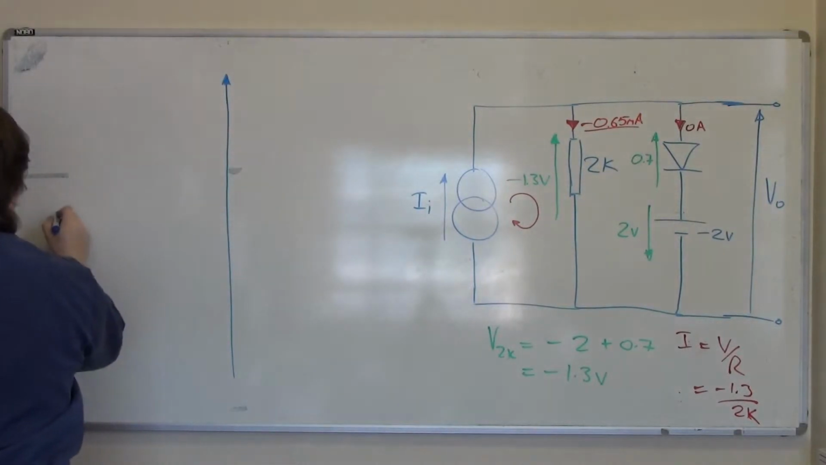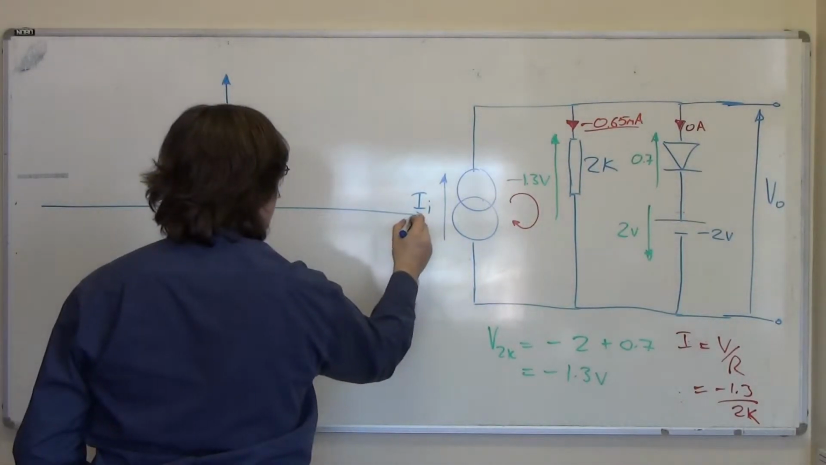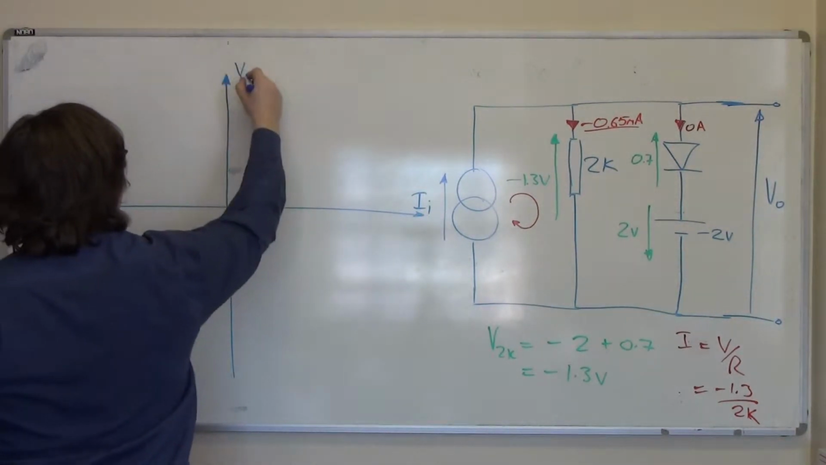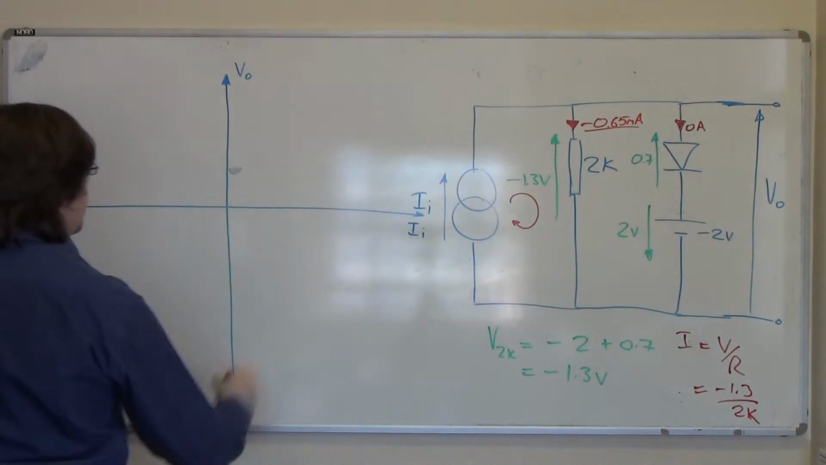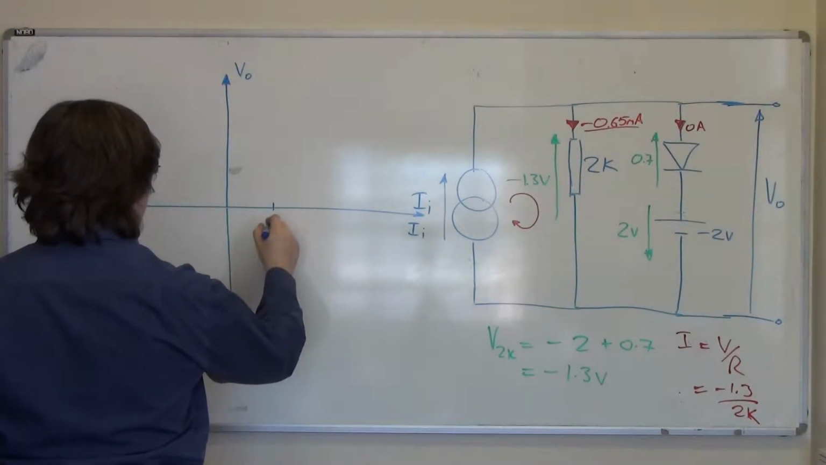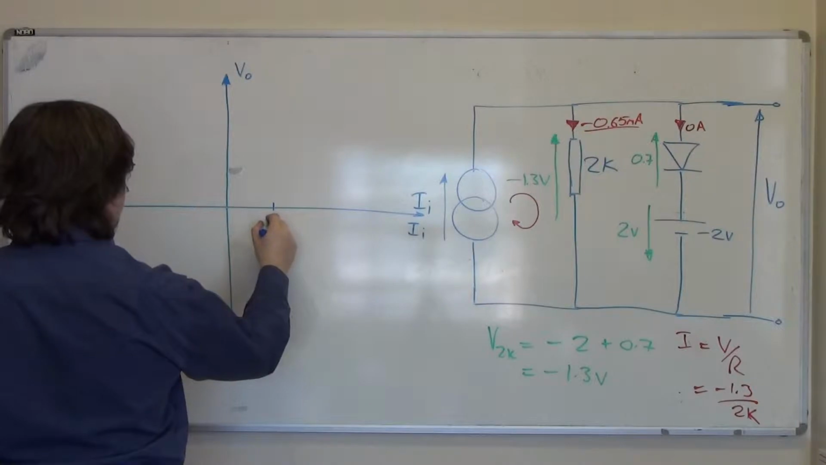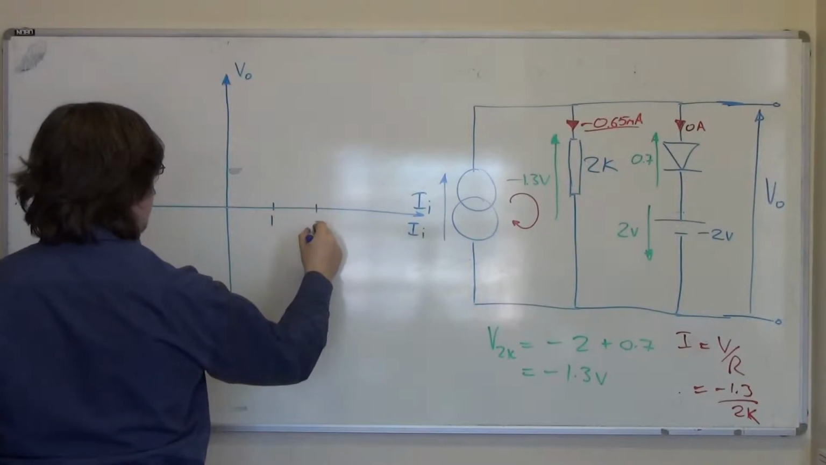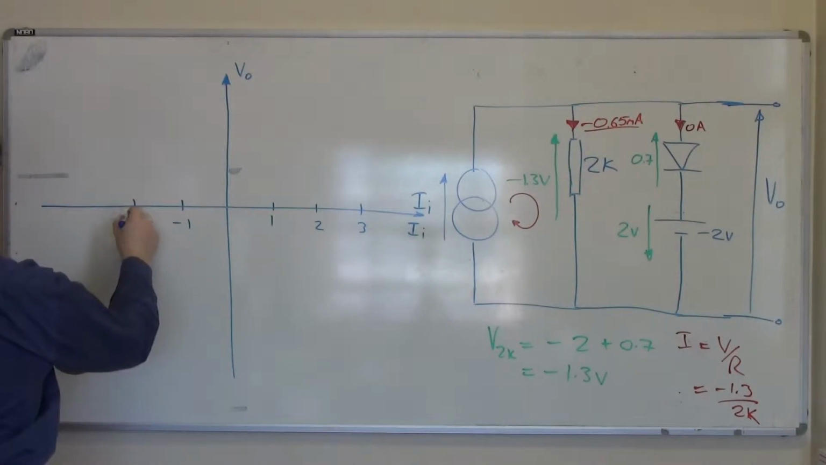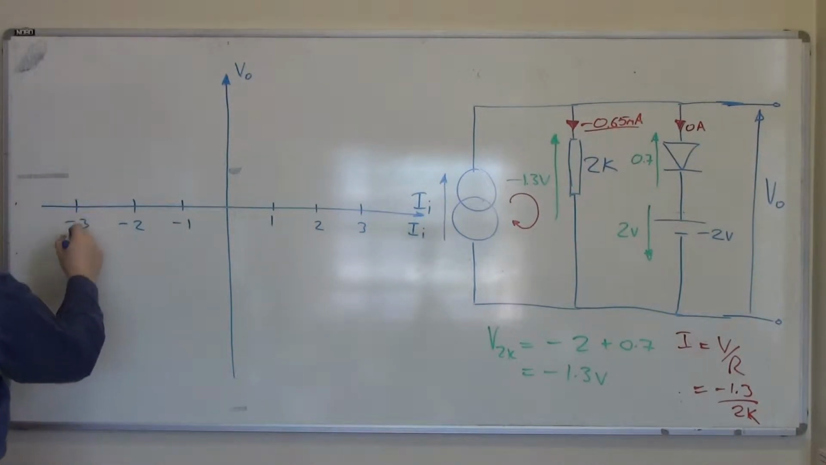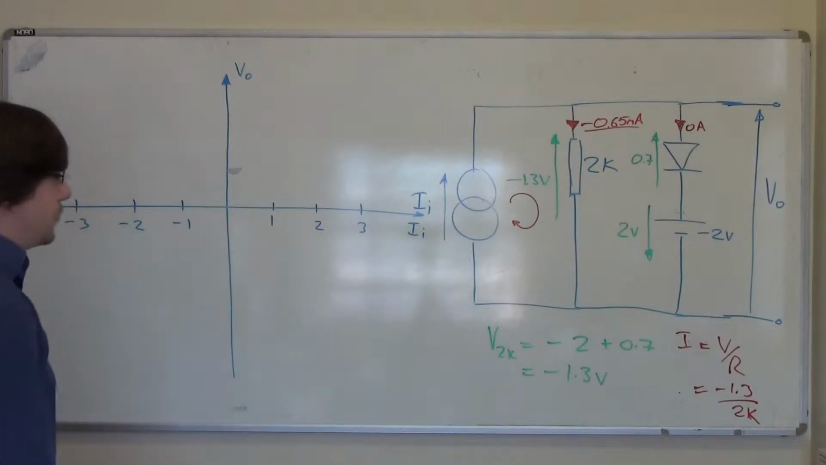So we'll have this will be V out, and this will be I in, and it asks for minus 3 to plus 3 milliamps. So we'll have 1 milliamp, 2 milliamp, 3 milliamp, minus 1, minus 2, minus 3.